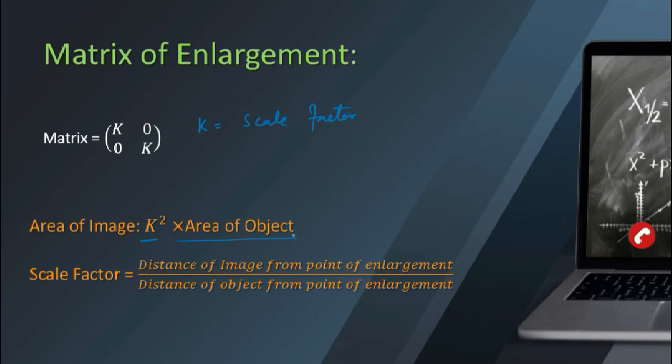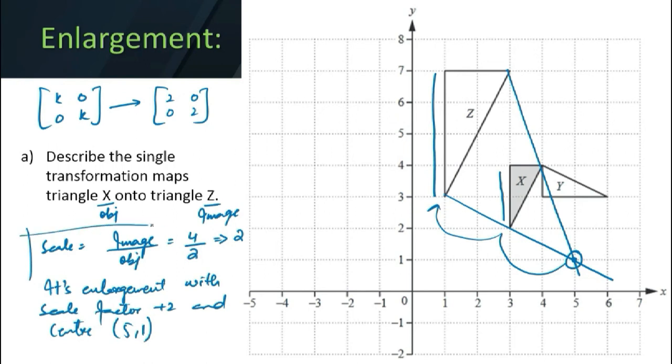And as I have told you, the formula of scale factor is the distance of image from the point of enlargement divided by the distance of object from the point of enlargement. Here you can use this formula also to find the scale factor, but it is easy to just use this scale to find the scale factor. Take one side of the object and the same side of the image, and then write image in the numerator and the object in the denominator. So you will easily get the scale factor. Okay, so it's better to use this formula.